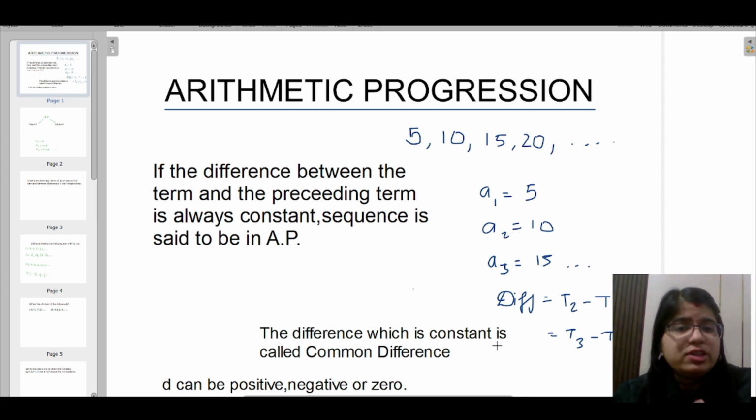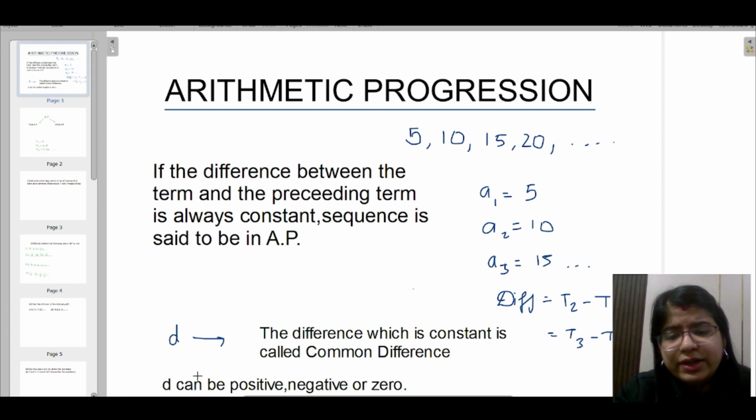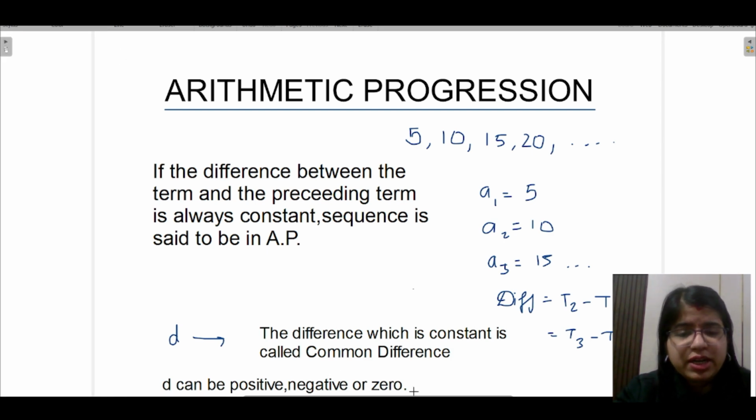So whenever a sequence is given where there is a constant difference between a term and the preceding term, we will say that it is in the form of AP. Okay students, this difference we denote by D, which is called the common difference in case of arithmetic progression. Here students, D can be positive, negative or 0.